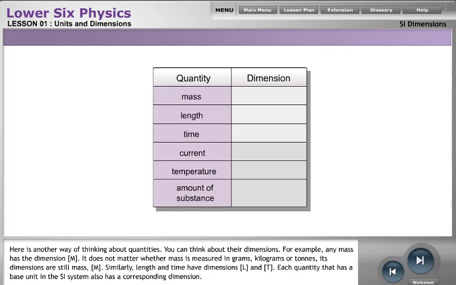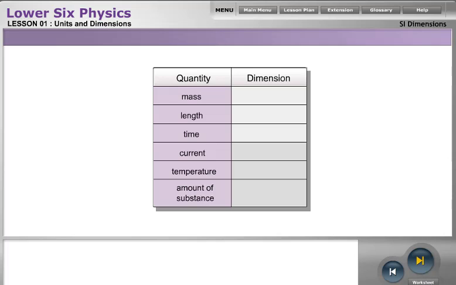Similarly, length and time have dimensions L and T. Each quantity that has a base unit in the SI system also has a corresponding dimension. Click the boxes under Dimension to see the dimensions for all quantities in the table.